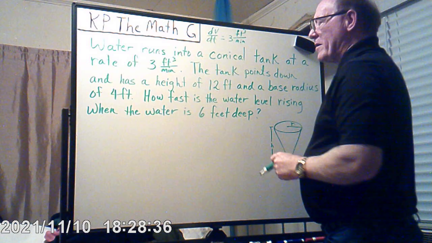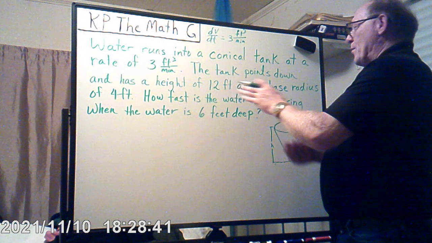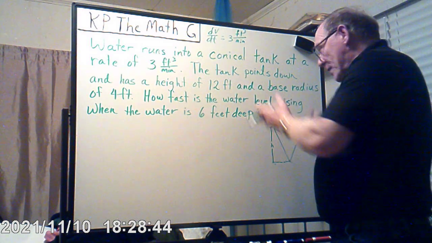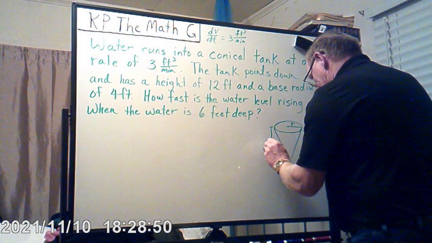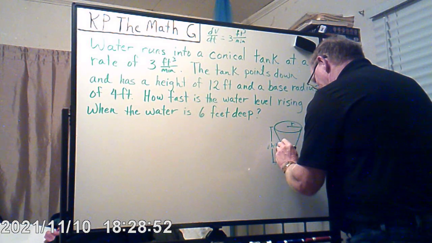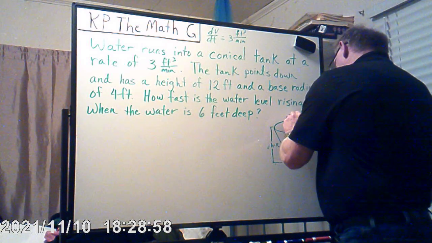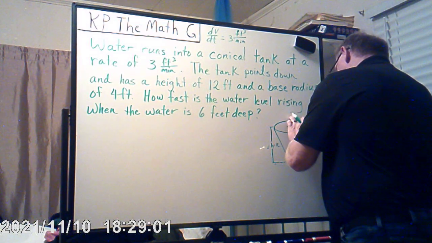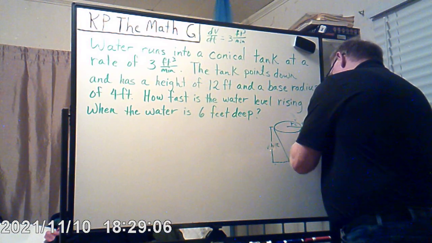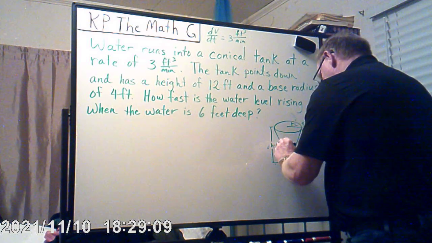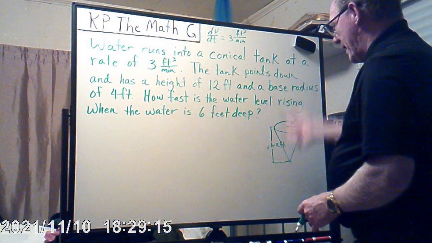So we know that water is coming in. That is dV over dt. The tank points down and has a height of 12 feet. So we know that the height is 12 feet, and it has a base radius of 4 feet. So R is equal to 4 feet. How fast is the water level rising?